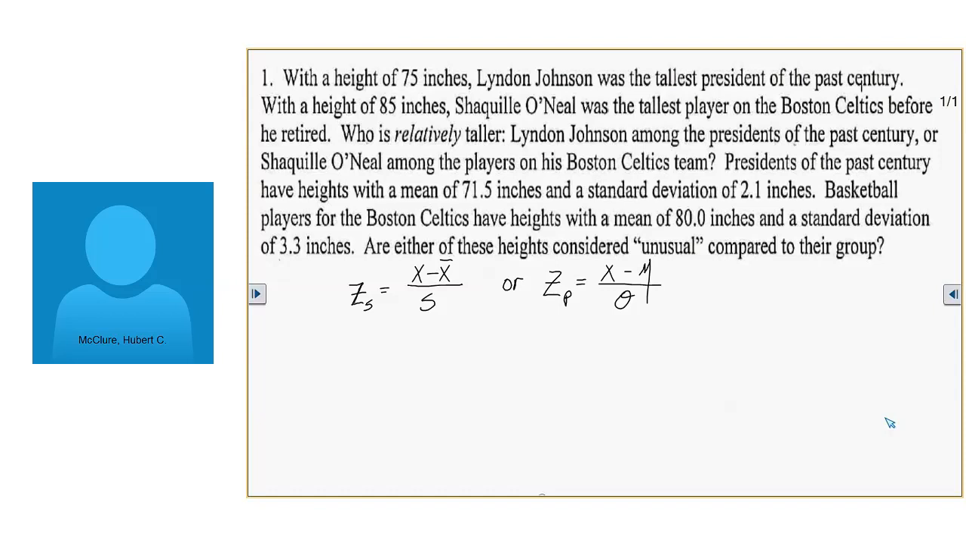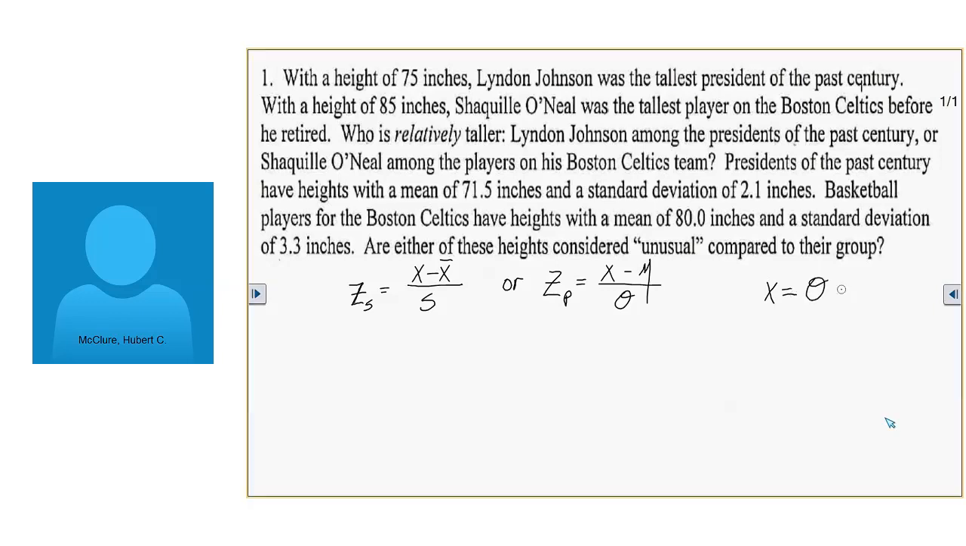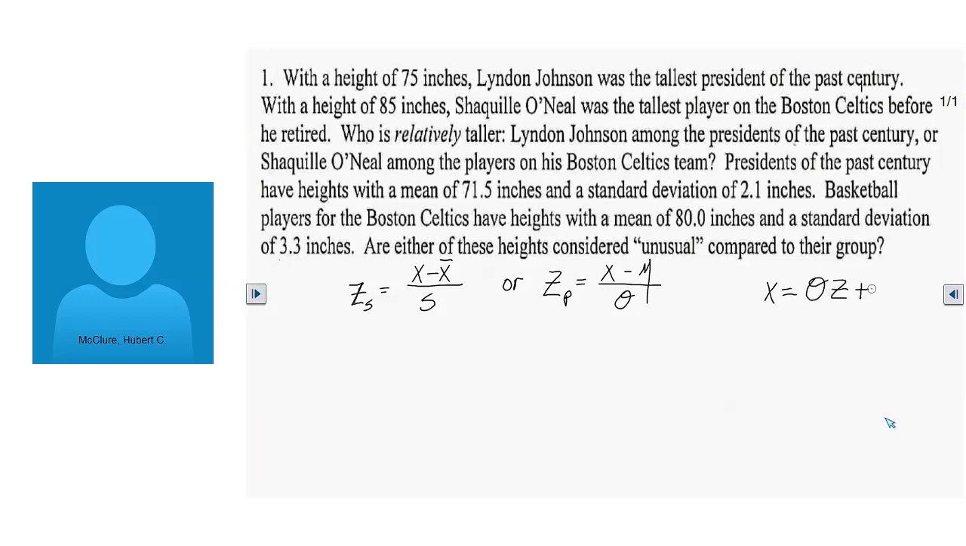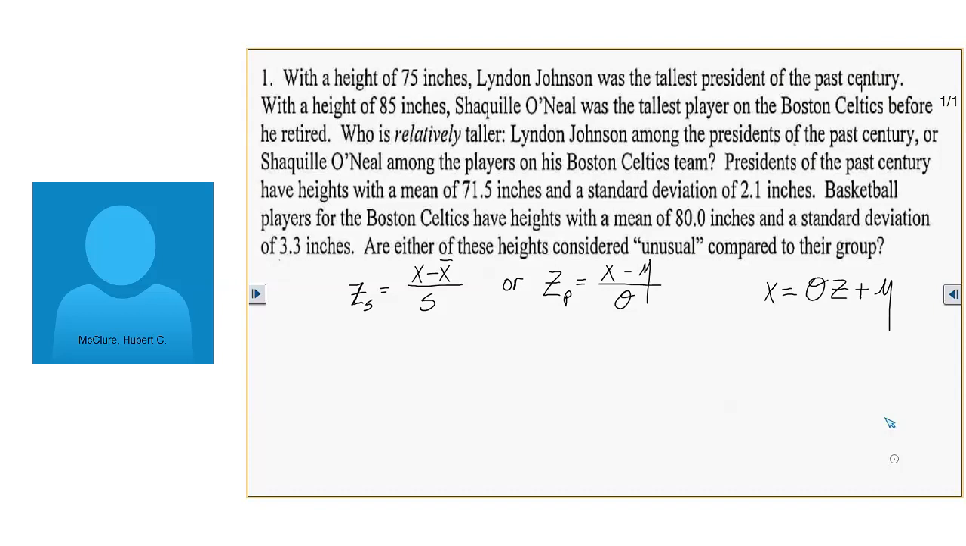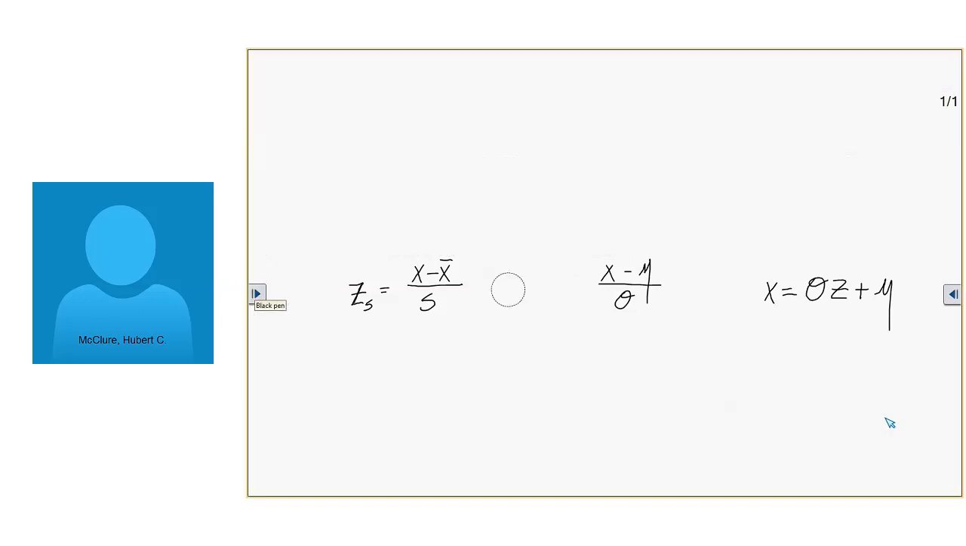All right? The other formula is X is equal to sigma Z plus mu. And I'll explain that later. So I'm going to erase this because I don't care about that right now. I'm just showing you that there is a difference in formula.